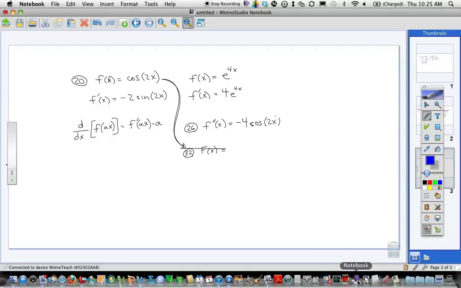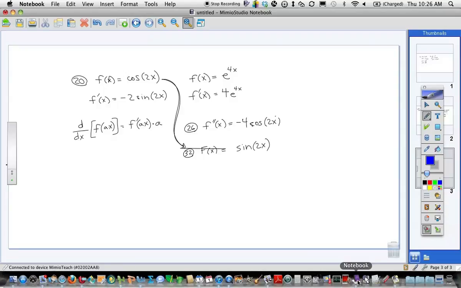Sine or negative? No, positive sine. Because it's positive sine, right? Because the derivative of sine is cosine. So the antiderivative of cosine has to be sine. And we know that the insides always stay the same, so we know that the 2x has to stay in there. Now again, here's where we would test this.